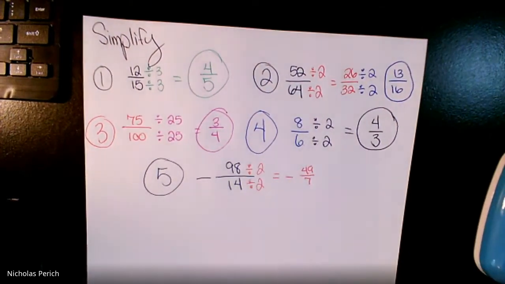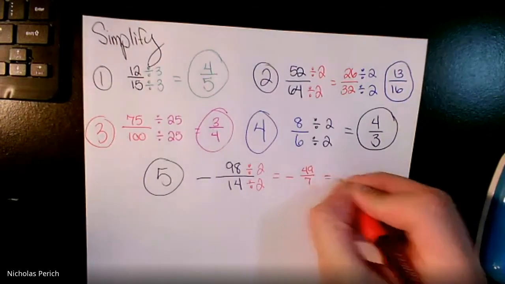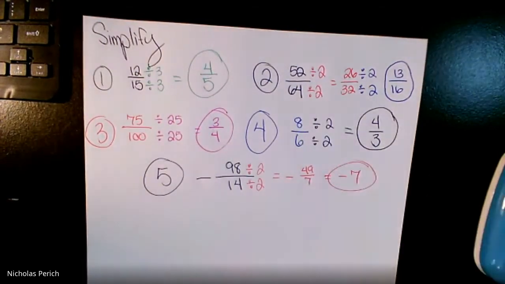Wait a minute. I know what 49 divided by 7 is. It's just negative 7. Do I have to write it out as an improper fraction? No. You could say negative 7, but this is fun too. And I'm all about having fun. I'm all about having a good time and getting some laughs and just enjoying the day.